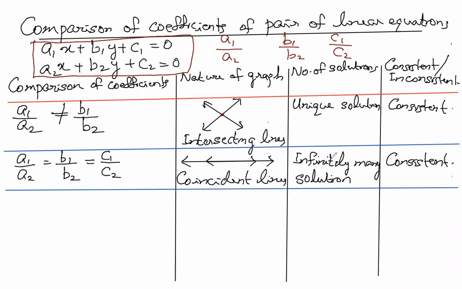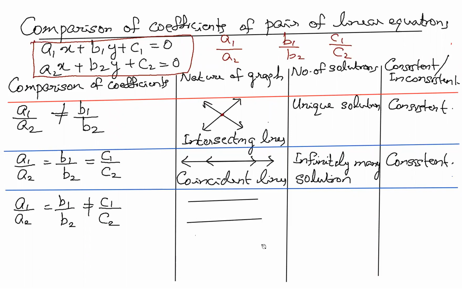Okay, next, the third condition. We have one more condition remaining, that is A1 by A2 is equal to B1 by B2, which is not equal to C1 by C2, which means the first two ratios are equal, but it is not equal to the third ratio. So you will get these types of lines.